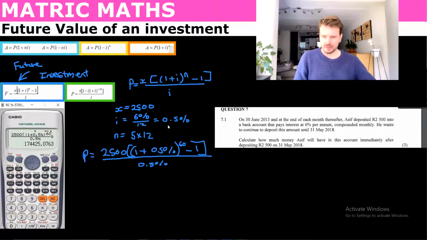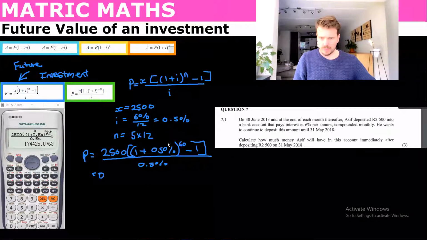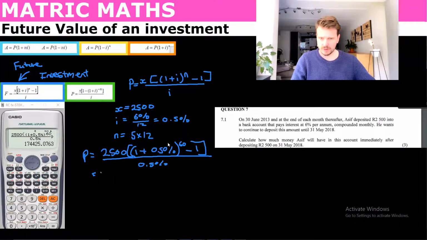And he's got 174,425 Rand and 7 and 8 cents.